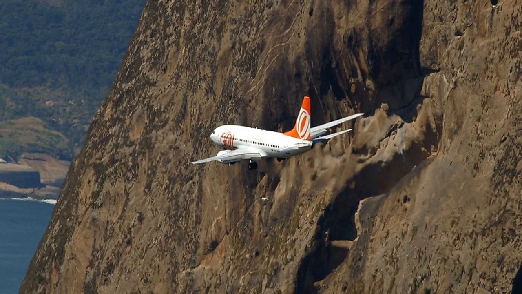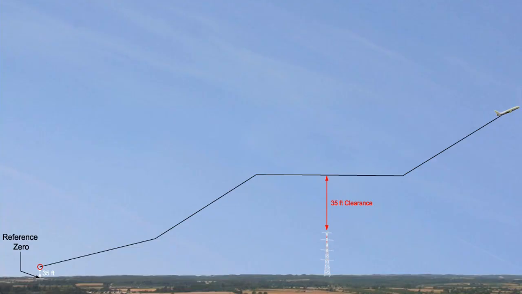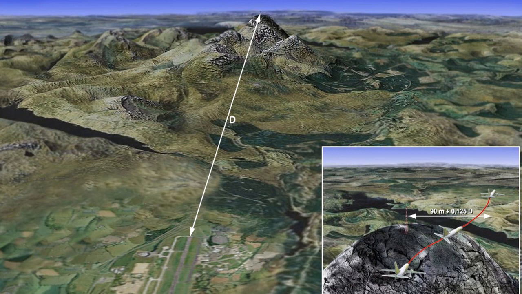Having discussed the minimum climb gradient requirements and how to ensure the aeroplane attains them, we need to focus on the obstacle clearance requirements. In JAROPS 1, it states that an operator must ensure that the net takeoff flight path must clear all obstacles by a vertical margin of at least 35 feet. If the aeroplane is unable to do so, it must turn away from the obstacle and clear it by a horizontal distance of at least 90 meters plus 0.125 times d, where d is the horizontal distance the aeroplane has travelled from the end of the takeoff distance available.